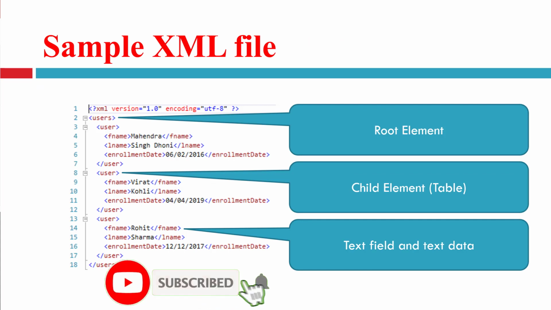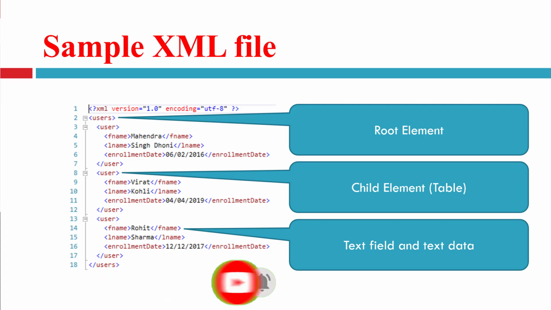You can compare this with a database. The database will have tables, then fields, and the data in terms of rows. Here we'll have a root element which is similar to a database. The child element is user, which looks like a table, and then we have fields like F name, L name and enrollment date. So a set of data should be present within the tags. You can see that user contains these three child nodes.